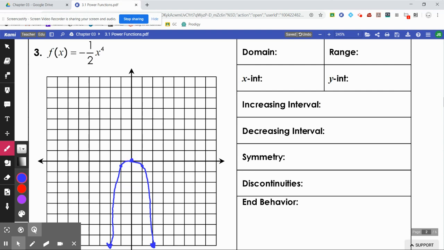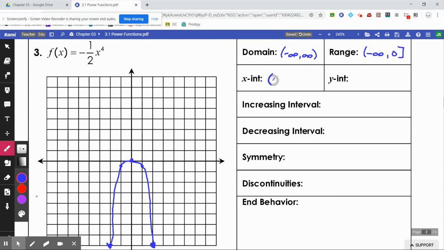Plug in 0, you get 0. Plug in +1, you get -1/2. -1, you also get -1/2. Plug in +2 gave me -8, and plugged in -2, it also gave me -8. So my domain here, I can plug in anything. My range is going to be all values, always starting with the lowest: that'd be negative infinity up to 0, which is going to be your origin there.